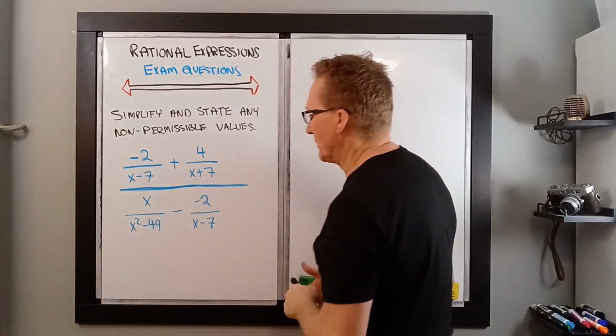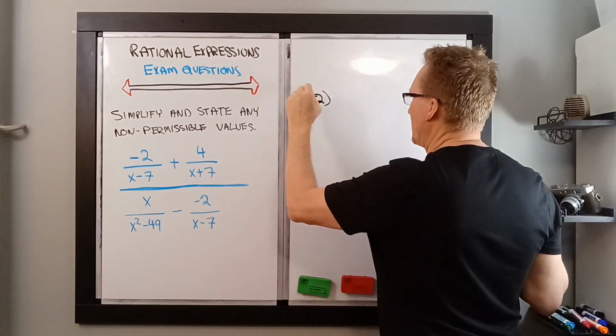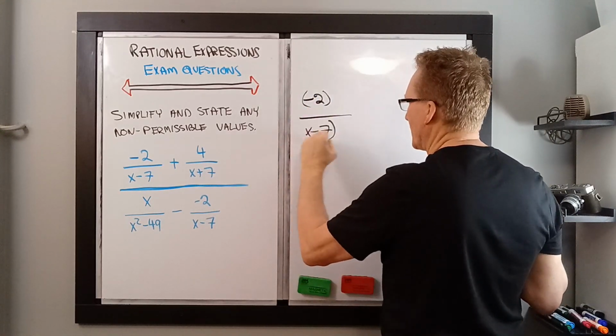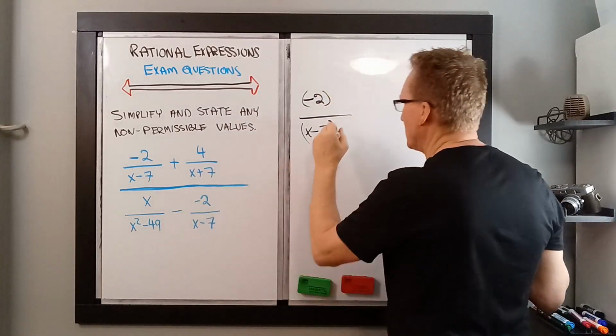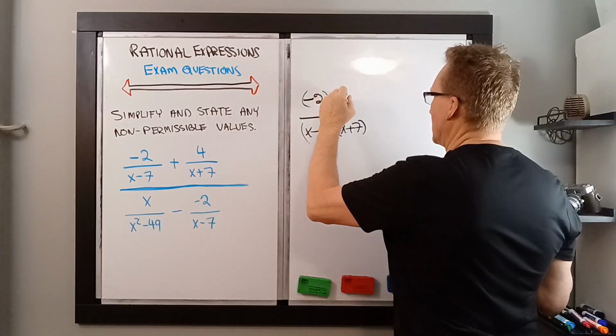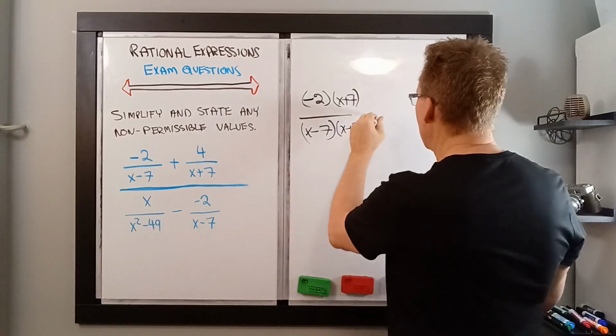So here, I'm going to write this out over here. I'll have minus 2. Let's put a bracket around it. Then the denominator is x minus 7. Let's put a bracket around that. Now to make this into this kind of a denominator, we'll have to multiply by x plus 7 down here and up there. That's this first term only. And then I'll add the second term.